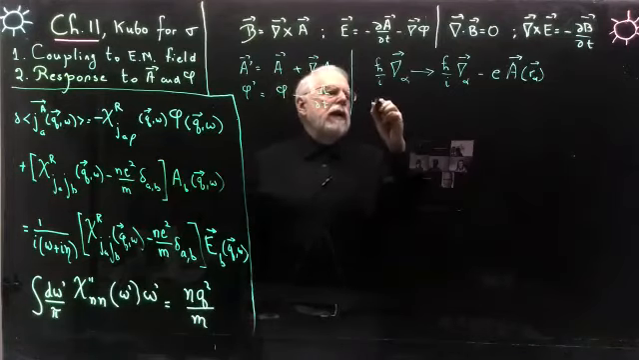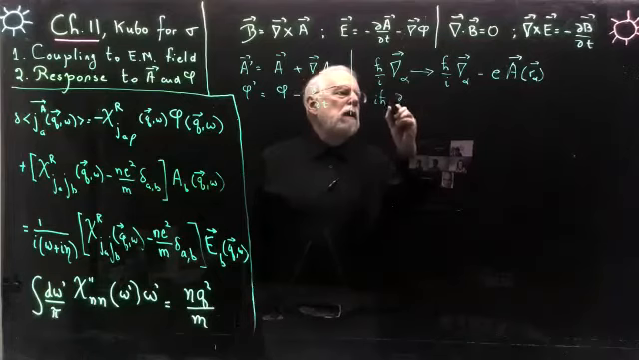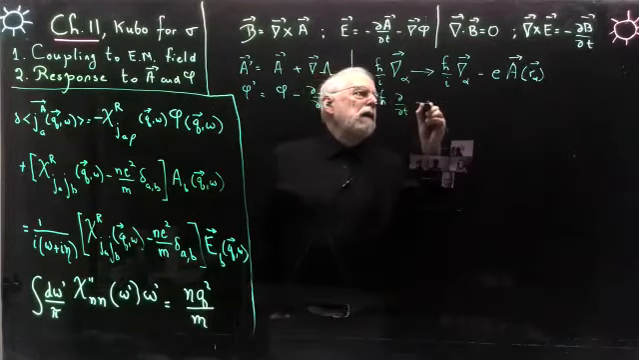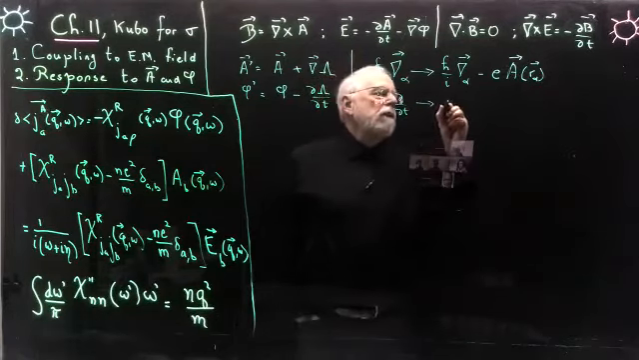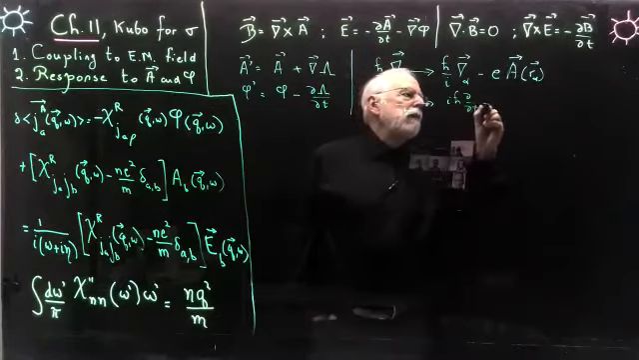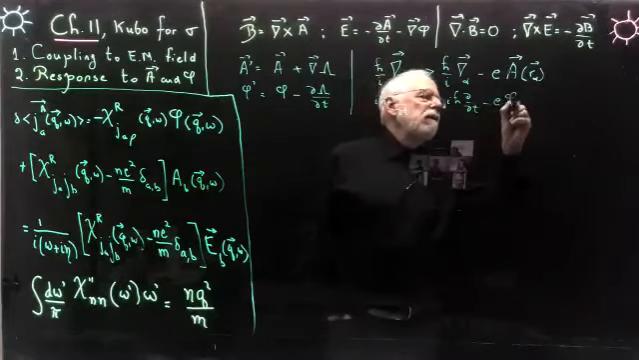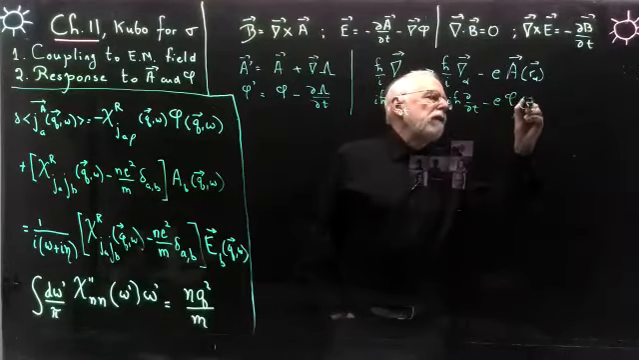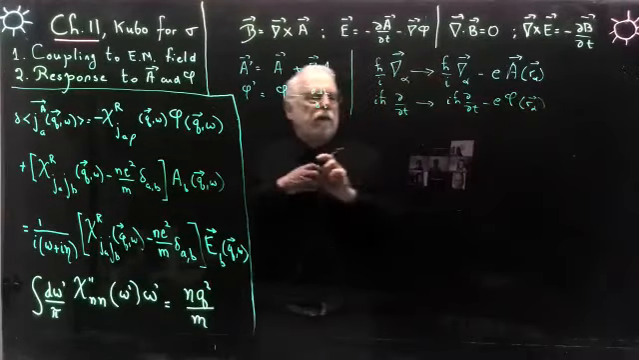And i h bar d/dt will become i h bar d/dt minus e phi of r alpha. Okay.